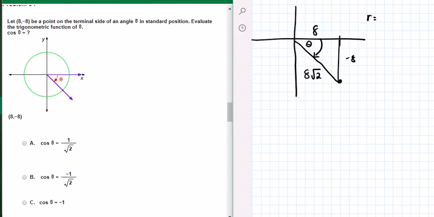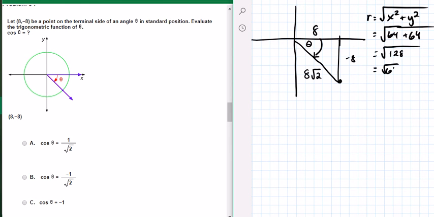Or using r equals the square root of x squared plus y squared, that becomes x squared is 64, y squared is a positive 64. That becomes the square root of 128. And if you break that apart, just like you put it together, it's the square root of 64 times the square root of 2, or 8 radical 2.